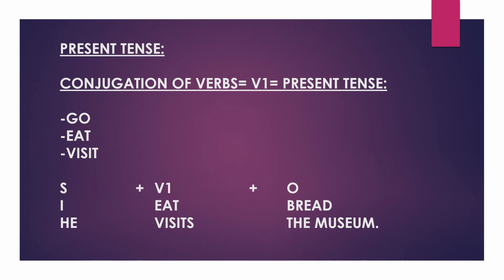Let's see. Subject, verb 1 plus object. Subject I, verb 1 eat, object bread. Subject he, verb 1 visits, object the museum. Do you see the difference? I is the first person singular. He is the third person singular. That's why if you use he eat, it becomes he eats. We should plus s. Meanwhile, we use visit for verb 1, I. You will say I visit, but he visits. You should plus s. Okay?